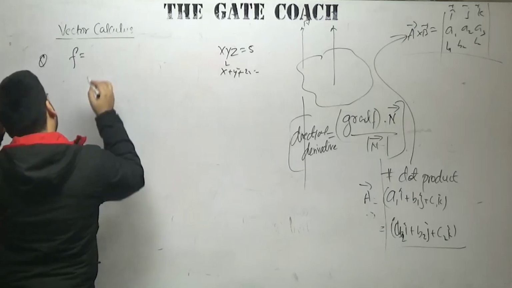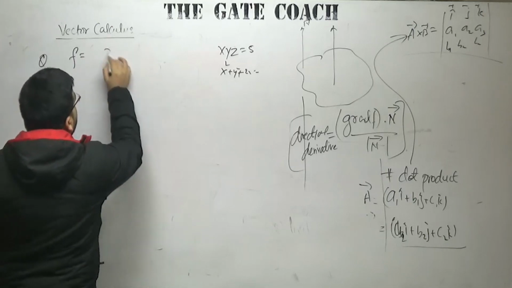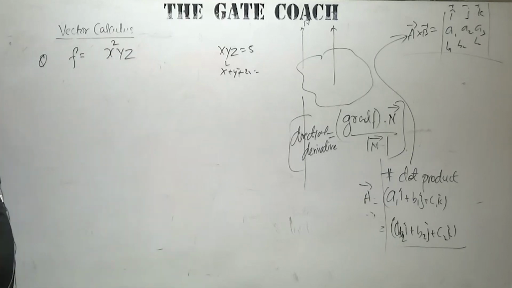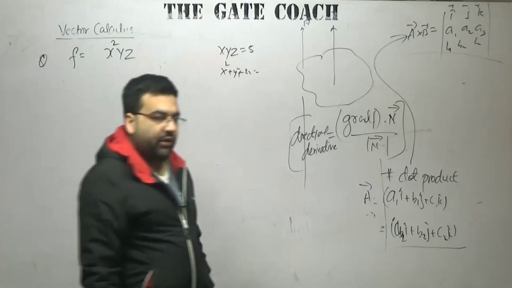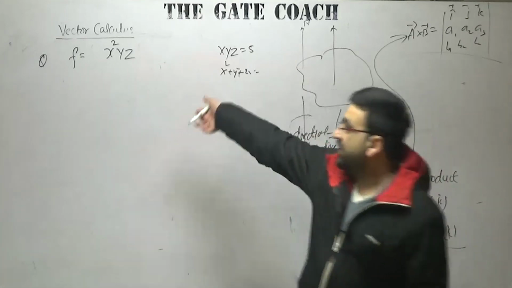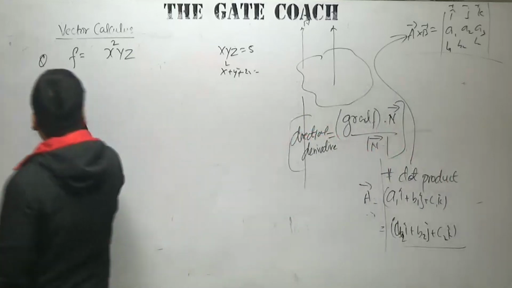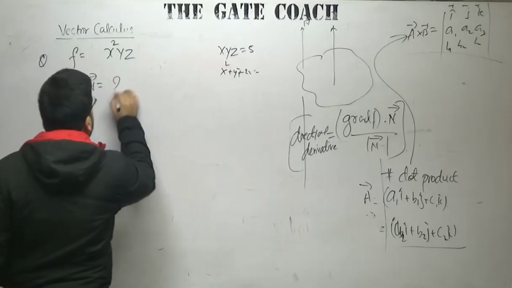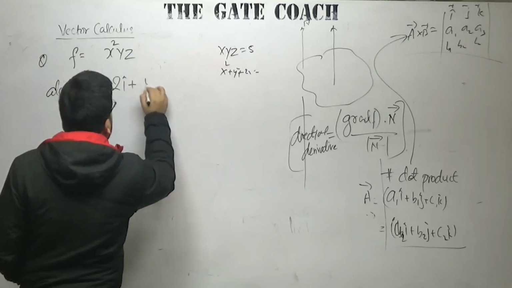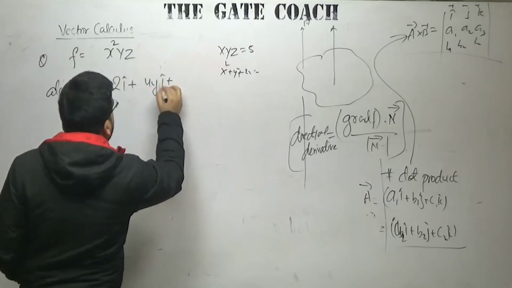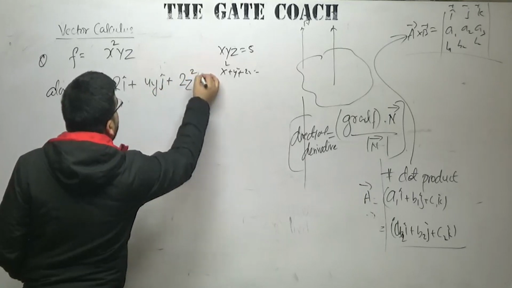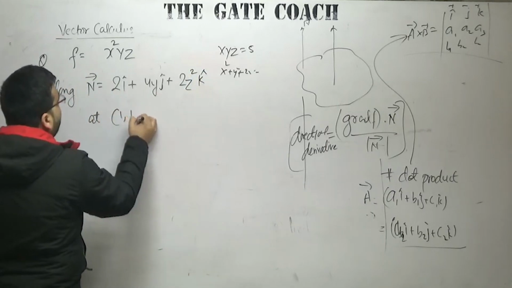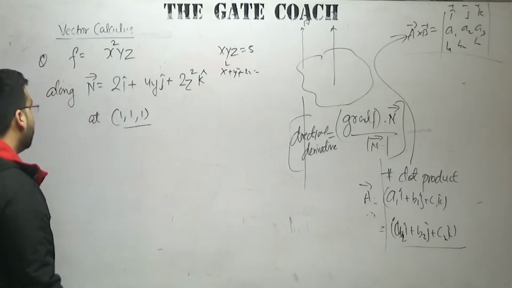F is the surface, it is a function of x, y and z. Let us say it is equal to x square yz. Question is, calculate the directional derivative of this. Clear? Along n vector which is given to you as 2i cap plus 4y j cap plus 2z square k cap, at 1, 1, 1. Solution.